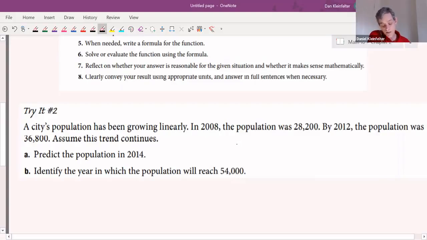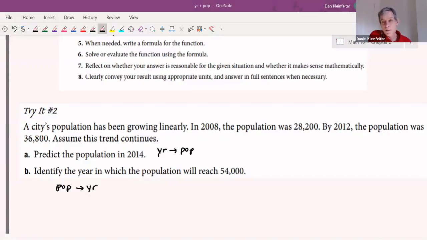So once we have this, you'll notice that the question doesn't come right out and tell us to find the function that relates time and population. But in order to answer these questions, we're going to need that function. So for part A, we're going to turn a year into a population. And then in part B, we're going to turn a population, that 54,000, into a year. So basically what we need is a formula that relates the two, population and year.